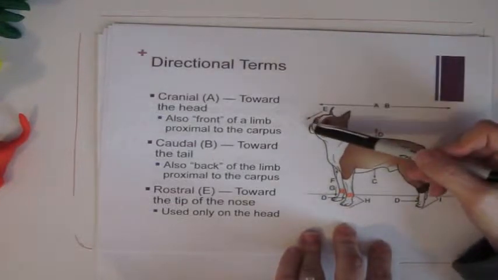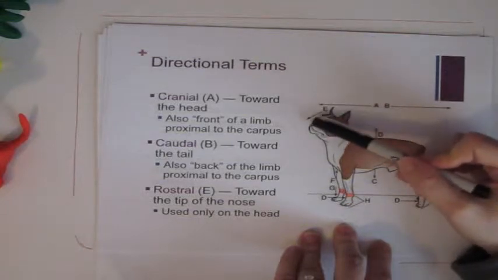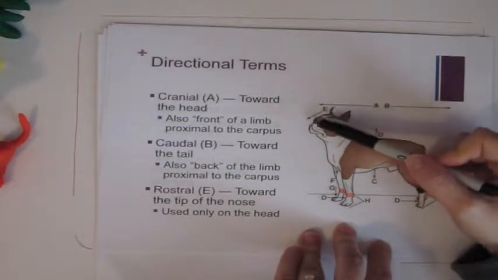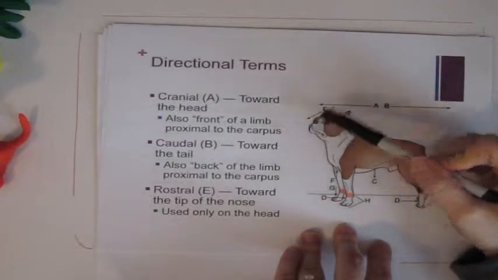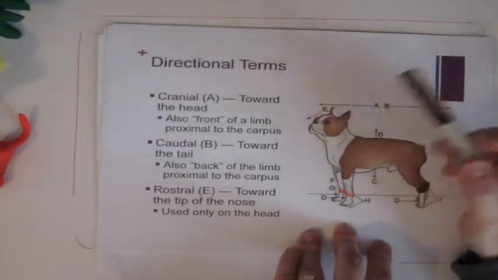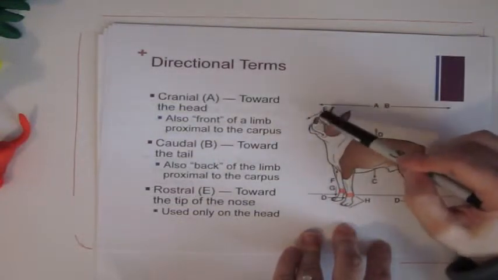If this is a dog with a longer head, it'd be more fun to see that, but we've got a brachycephalic dog here, don't we? So anything that points towards the tip of the nose, and is usually only used in the head. So that's a very specific term. You would not use the term rostral anywhere else but here.